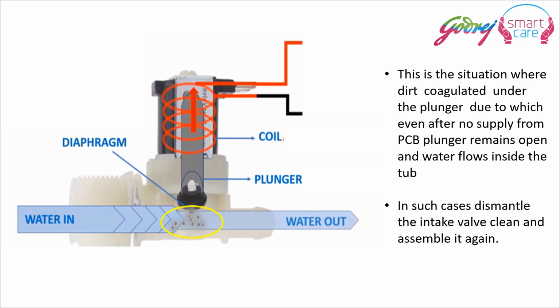This is a situation where dirt coagulates under the plunger, due to which even after no supply from the PCB, the plunger remains open and water flows inside the tub. In such a case, dismantle the intake valve, clean it and assemble it again.